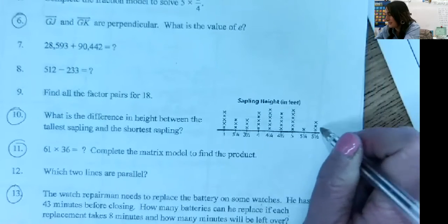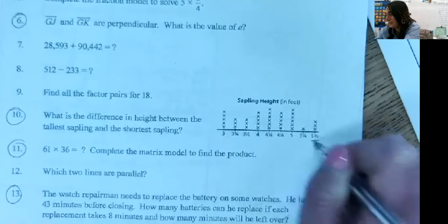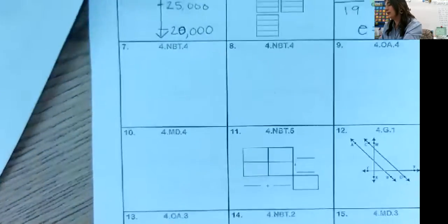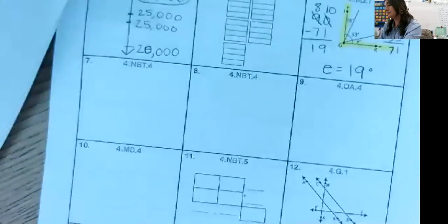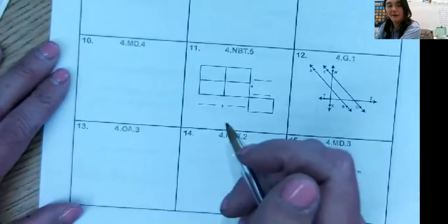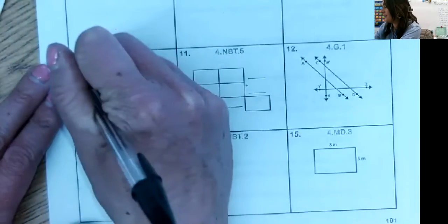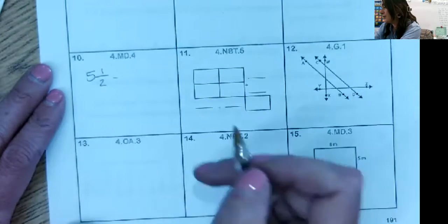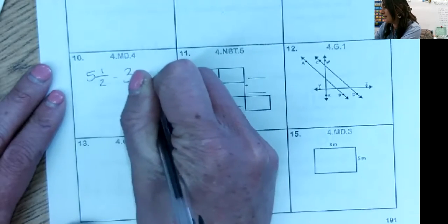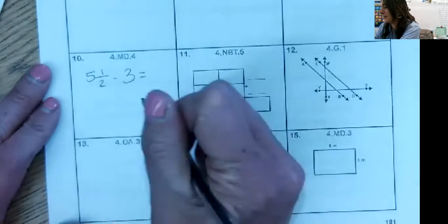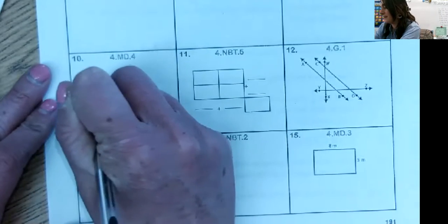Number 10. What is the difference in height between the tallest sapling and the shortest sapling? So our tallest sapling sample is 5.5. Our shortest is 3. So we need to do 5.5 minus 3. I'm in box 10. I was trying to find the correct box. Okay, so to make this easier for me to read, I'm going to keep it as 5.5, but I'm going to split 3 apart.